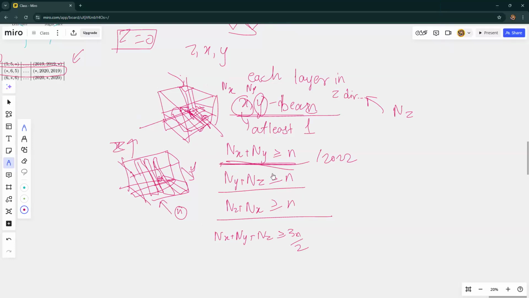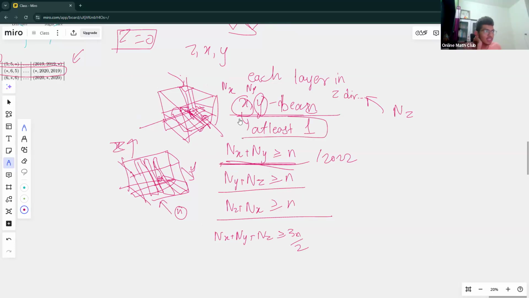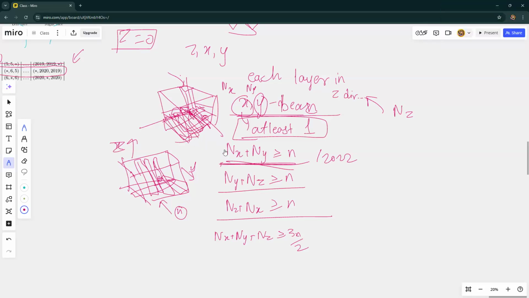Right. And why is it greater than? I can get that. Not equal to. Yeah, because at each layer we need at least one type of beam. We can have multiple, right? We can just have all of this covered by just X. Oh, yeah, yeah. We need at least one. That's why it's greater than. And how do you know that there has to be at least one too?